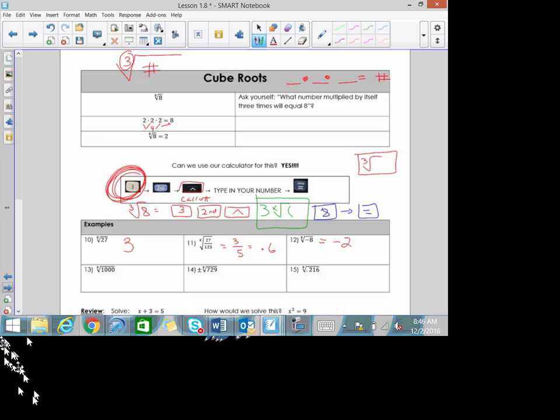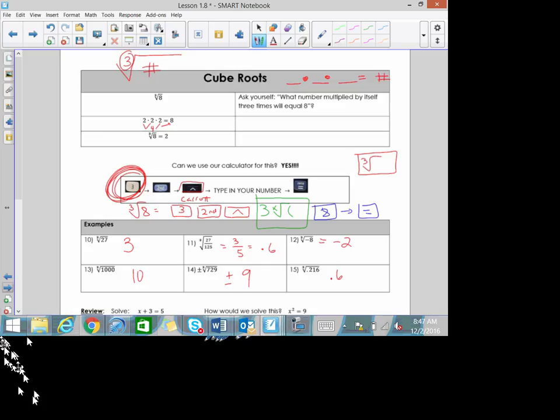Number 13, the cube root of 1,000 is 10. Number 14, now just like square roots, that plus or minus, your answer will be plus or minus on the outside. So the cube root of 729 is 9, so it's plus or minus 9. And then lastly, the cube root of 0.216 is 0.6. All right, so those are your answers, and that's cube rooting.